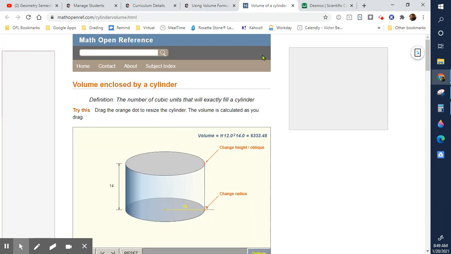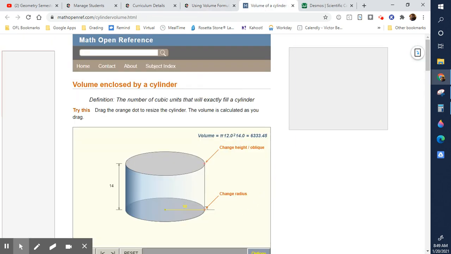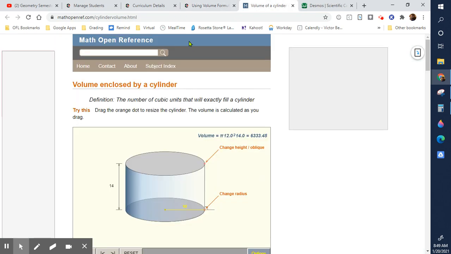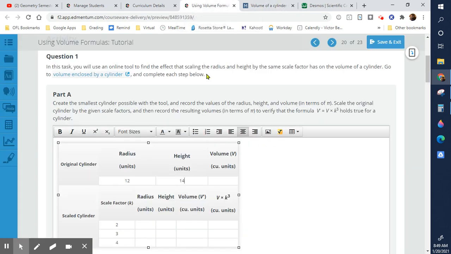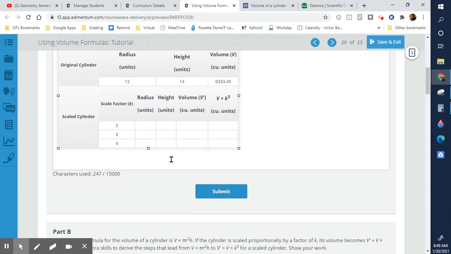All right, so we have this cylinder. We want a radius and a height. I'm just gonna go with whatever was there. Oh my gosh, I can barely see that. Is that 12? It's a 12. I don't know why I decided to put yellow there. 12, the height was 14. My volume ends up being 6333.45. All right, then we're going to scale this by a factor of k.